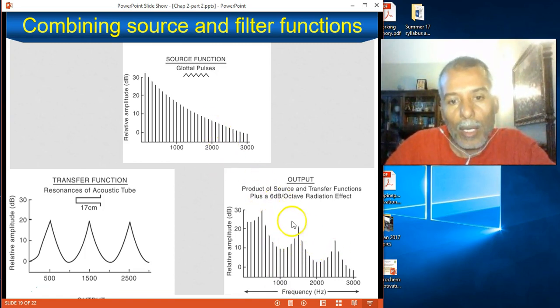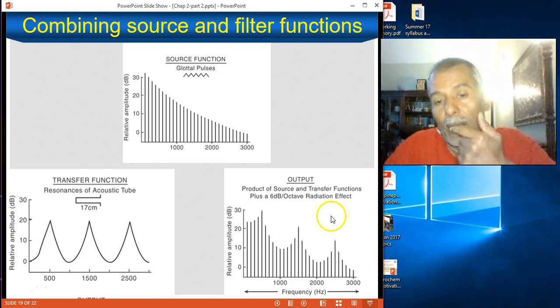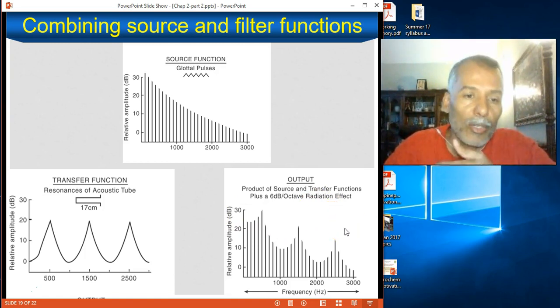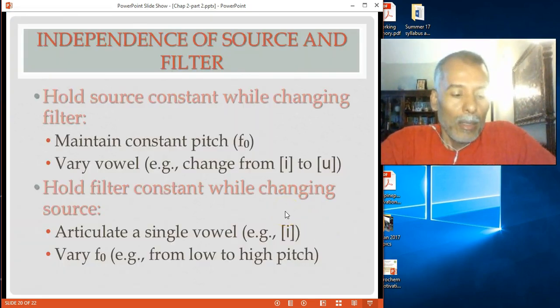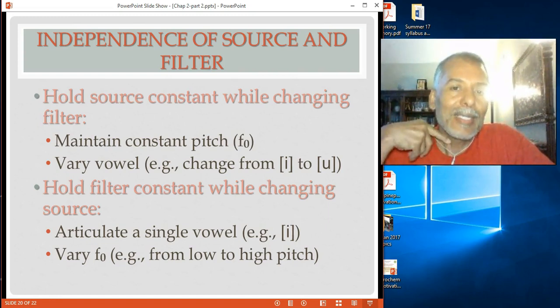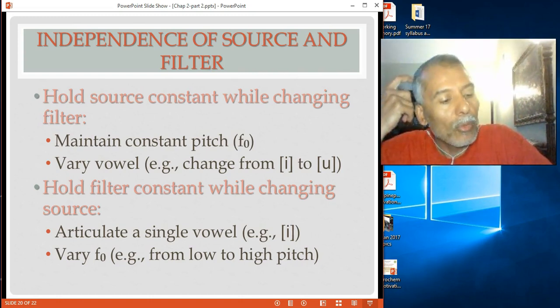So this is a combination of this and that, is to say that what you hear at the lips is a combination of vocal fold harmonics and vocal tract harmonics. There are ways to prove that the source with the vocal fold vibration can behave independently from the filter, from the vocal tract itself. How do we do that?